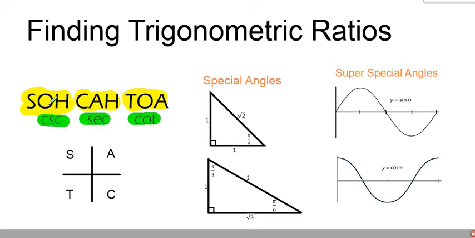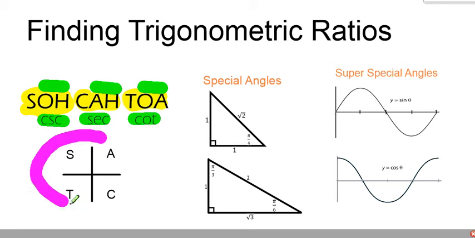So cosecant is the reciprocal of sine, secant is the reciprocal of cosine, and cotangent is the reciprocal of tan. So all that means is that for cosecant, I do hypotenuse over opposite. And for secant, I do hypotenuse over adjacent. For cotan, I do adjacent over opposite. Or what I actually do is if I'm finding cotan, I just find tan, and then I flip it upside down, and so on.